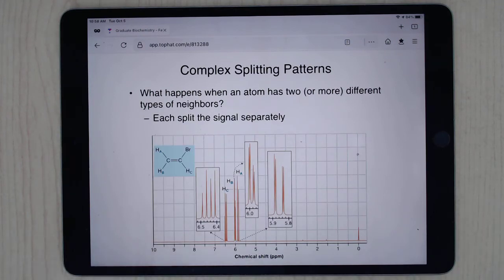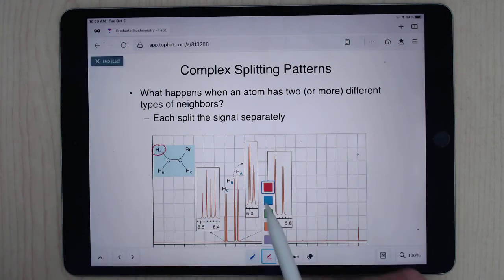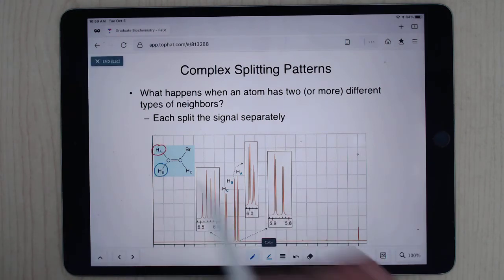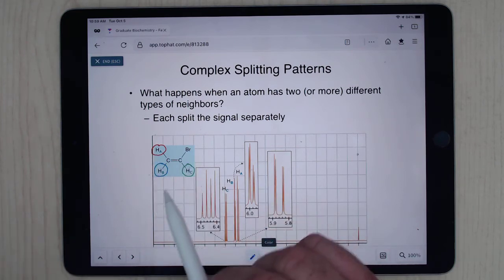Now, so far we've had it just splitting on one side, but the problem is, as molecules get more complex, you can have non-equivalent hydrogens on either side. And so you get these complex splitting patterns. For this one, remember these three hydrogens are all different.